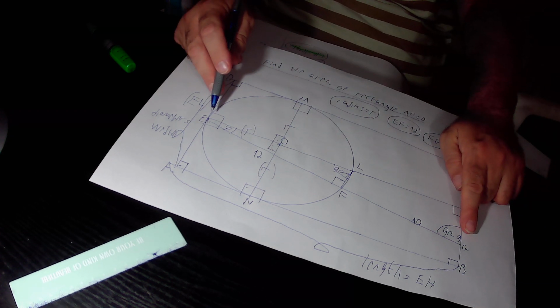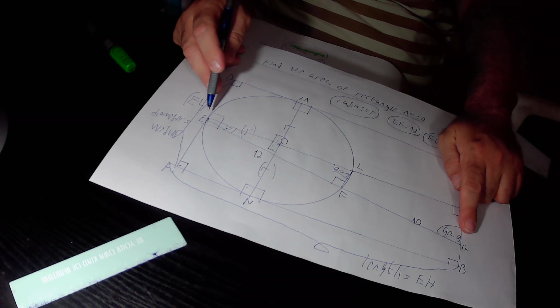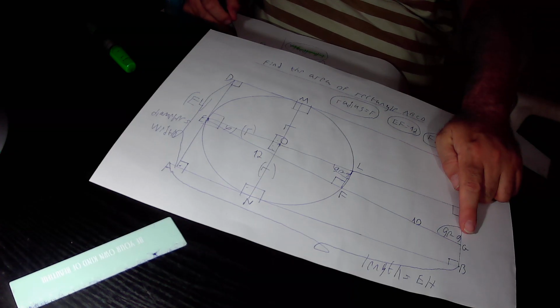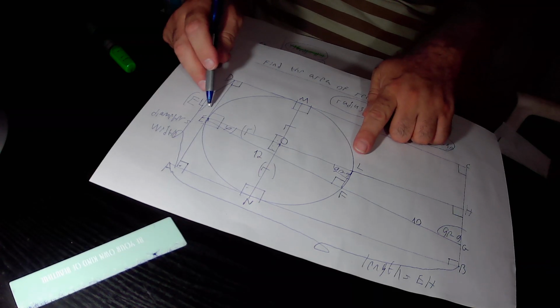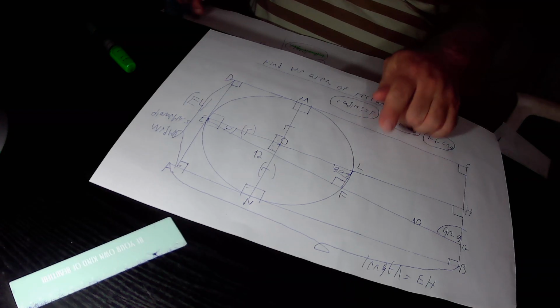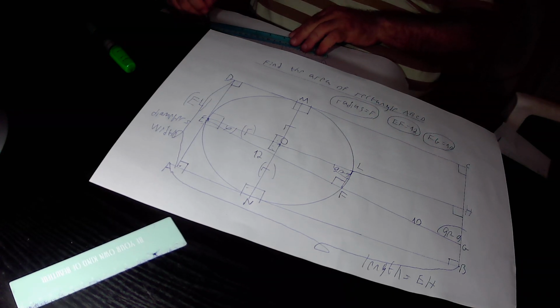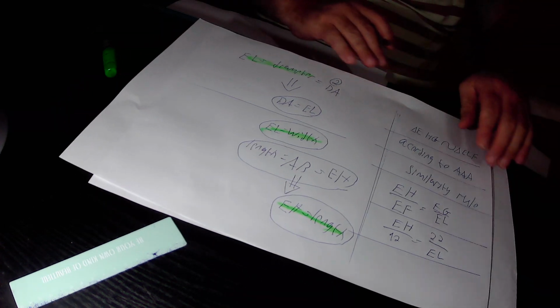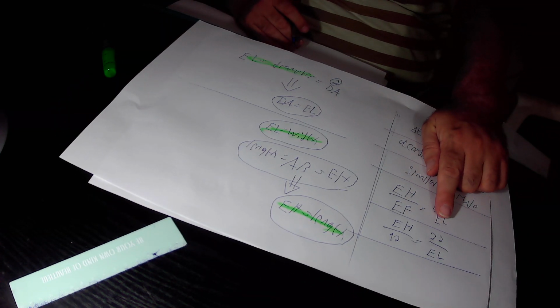EG in total equals 12 plus 10, that is 22. Again, EG equals 22 according to what is given in the question, because it is 12 plus 10, that is 22. So we substitute EG by 22 over EL. EL is the missing side, so we leave it as it is. So in total, EH over 12 equals 22 over EL.